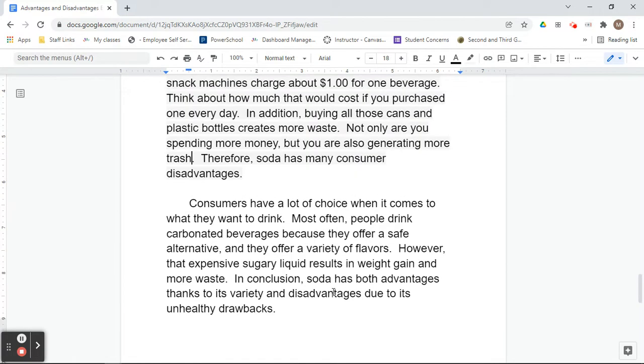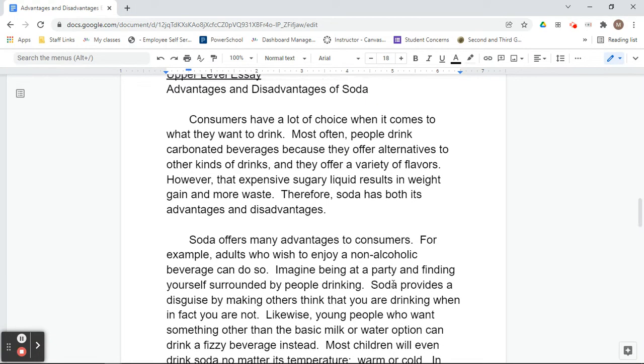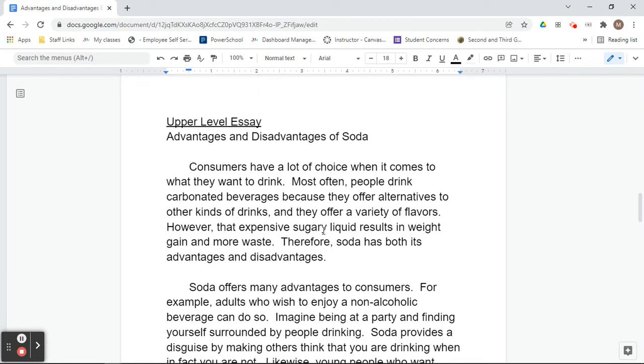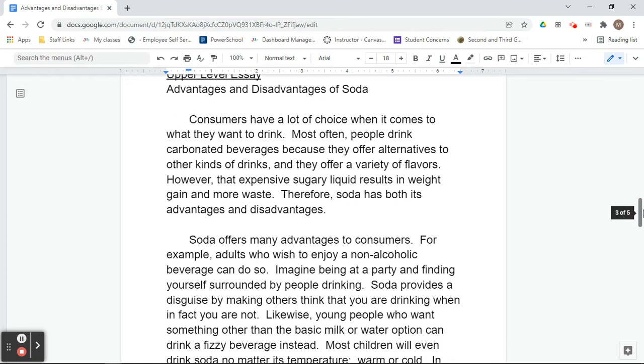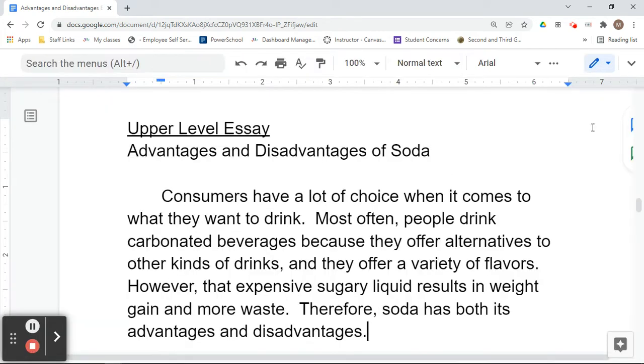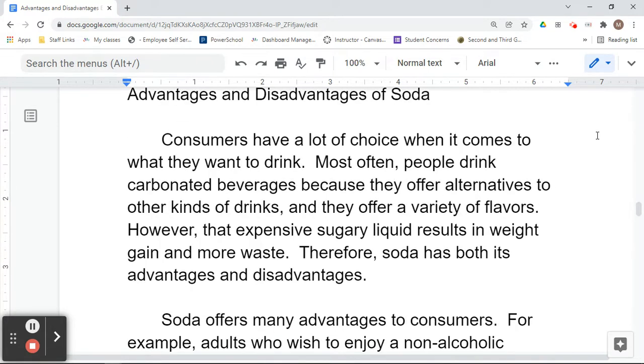Let's go ahead and see how it sounds, writers, just from top to bottom, start to finish for this upper level essay. Again, looking at the advantages and disadvantages of soda. Consumers have a lot of choice when it comes to what they want to drink. Most often, people drink carbonated beverages because they offer alternatives to other kinds of drinks, and they offer a variety of flavors. However, that expensive sugary liquid results in weight gain and more waste. Therefore, soda has both its advantages and disadvantages.